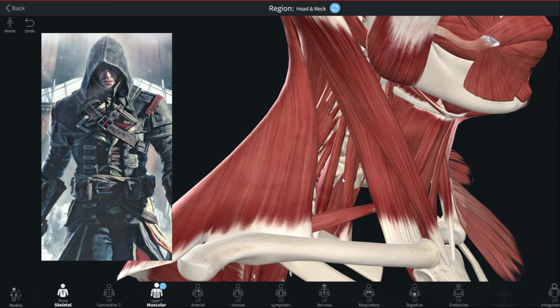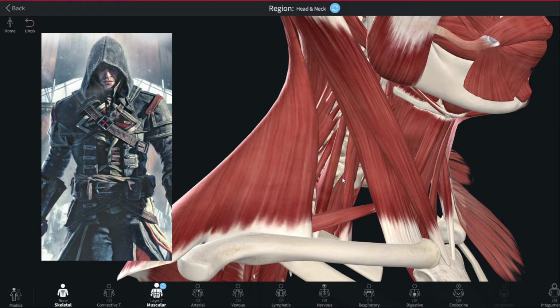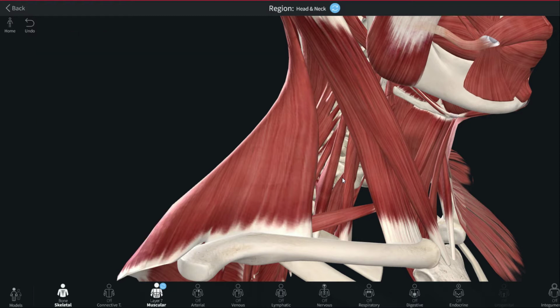Now, people who are gamers, I keep bringing in gaming references because I really am into gaming. So, anyways, Shay Cormac is the protagonist of a game known as Assassin's Creed Rogue. So, he's a pretty unique character. And he has a unique name also, Shay Cormac.